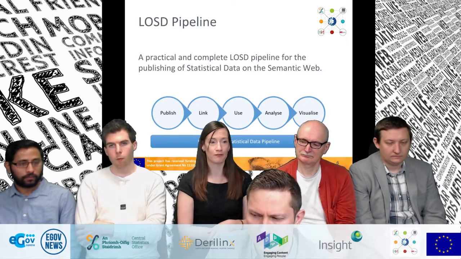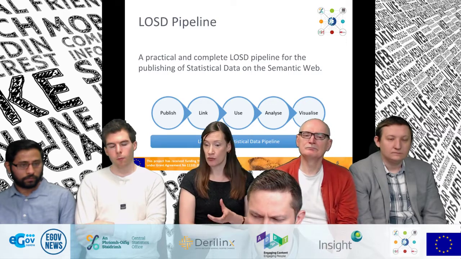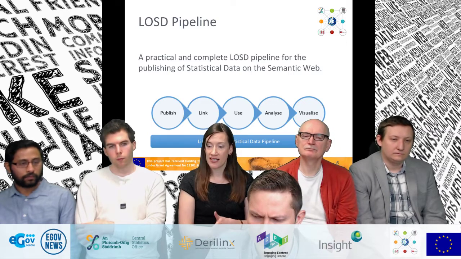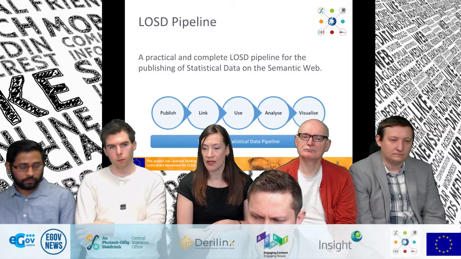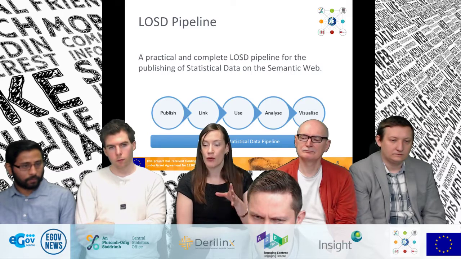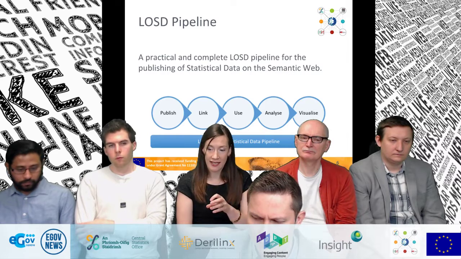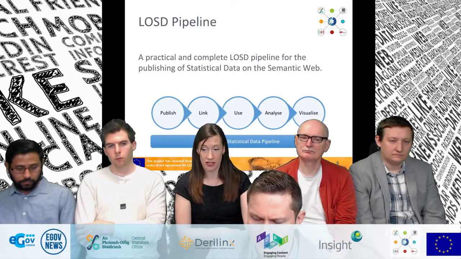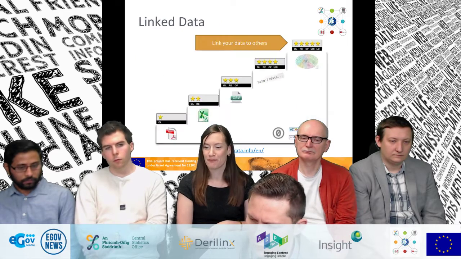statistical data. So in a nutshell, the LOSD pipeline, the linked open statistical data pipeline, is a practical and complete LOSD pipeline for the publishing of statistical data on the semantic web. And when we say complete, we mean the entire pipeline from the publication, linking, usage, analysis, and visualization. So an end-to-end solution.